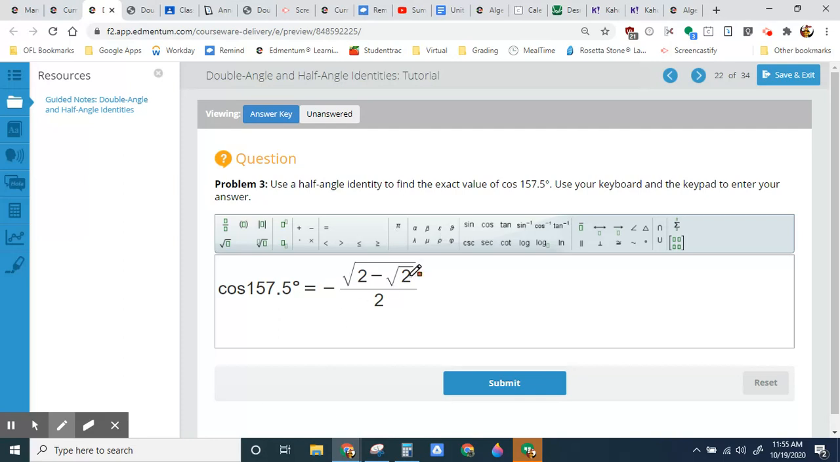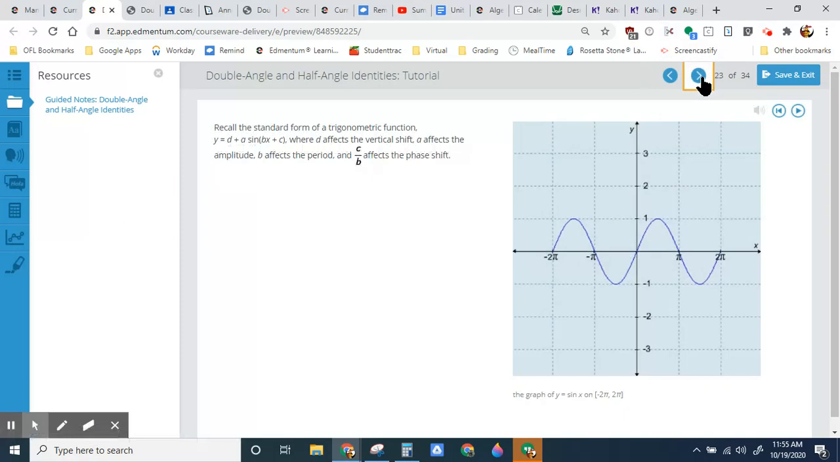I don't like how picky Edmentum gets with this, because if I would have shown the work, I would have gotten it right, but Edmentum doesn't care about the work. Let me at least try to get to another one. So unfortunately, it doesn't look like we're going to finish double angle formulas until Wednesday. But to be fair, this is a more complicated topic.